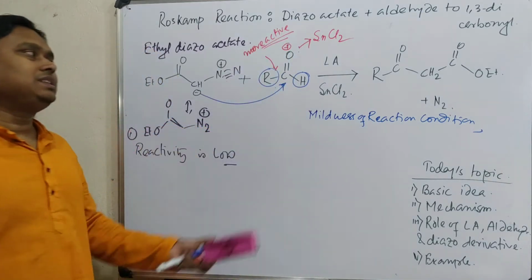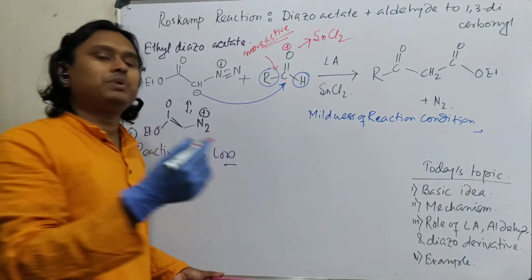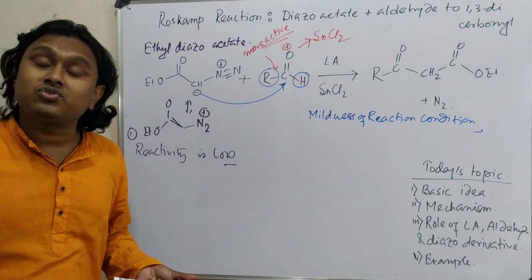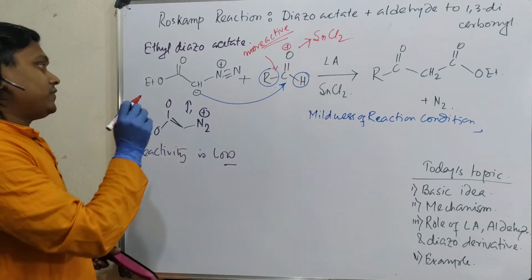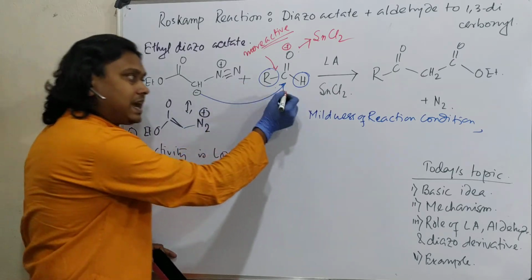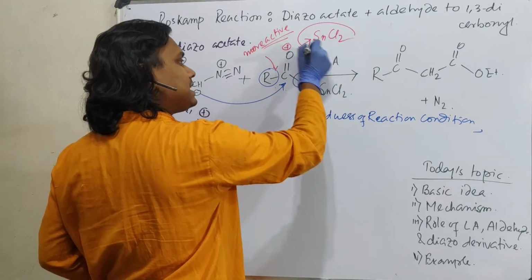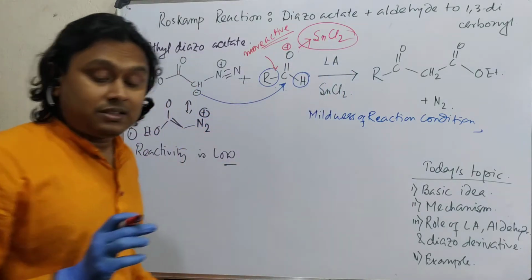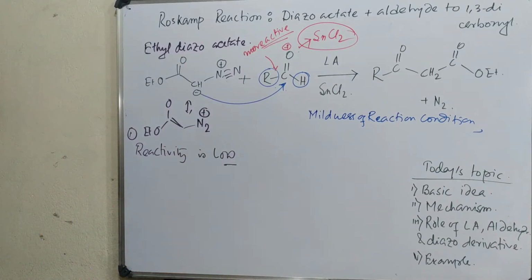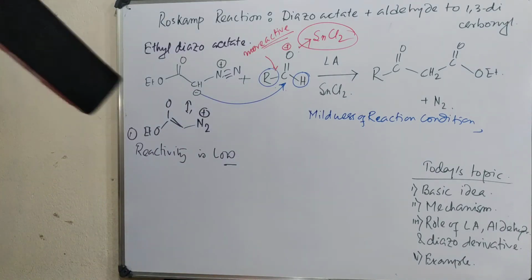Okay, so why did this reaction happen? Generally the reaction happens at low temperature, like minus 78 or 0 degrees centigrade. Why? First of all, the aldehyde. Second thing, the Lewis acid. So that's why this reaction is favored. Now, what is the advantage of doing this kind of reaction at low temperature?